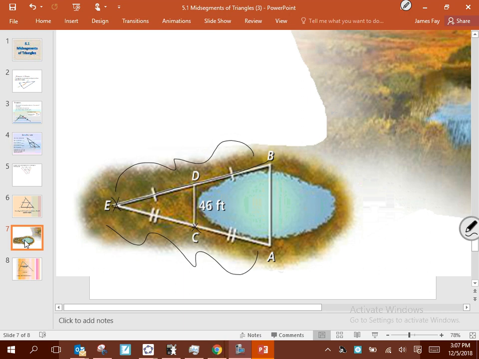But D would be, I could find the midpoint there, correct? What is that segment right there called? It's a mid-segment. And you know a relationship between that mid-segment and AB, right? The parallel mid-segment is half of AB, right? So what do I need to do to 46 to get AB? Double it. So I know then, because of my geometry, that A to B is 92, and I never had to put anybody in a boat with a tape measure to do that, right?